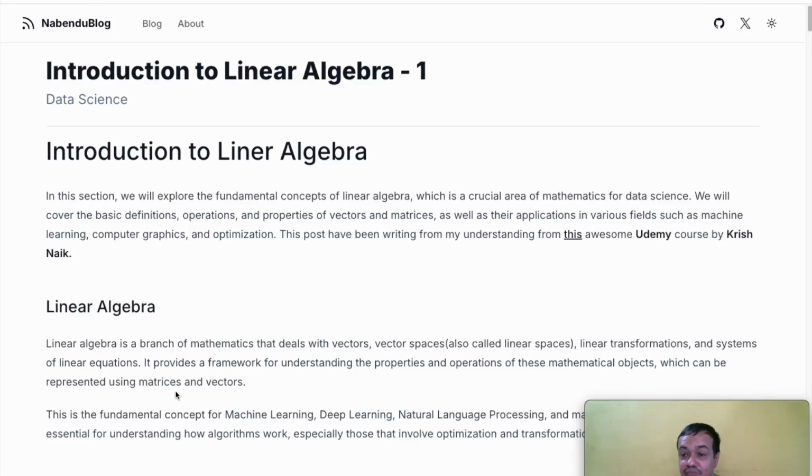Linear algebra, which is on the basics of data science, which we will see soon on this channel. As I want to learn linear algebra and all the things required for data science, I've prepared this blog after learning a lot from a very good Udemy course by Krish Naik. I'm also starting the course, so I thought the blog is out, so let's do the YouTube also.